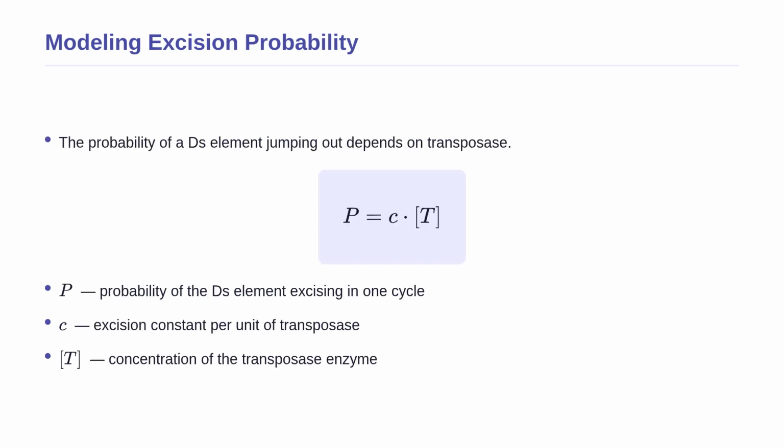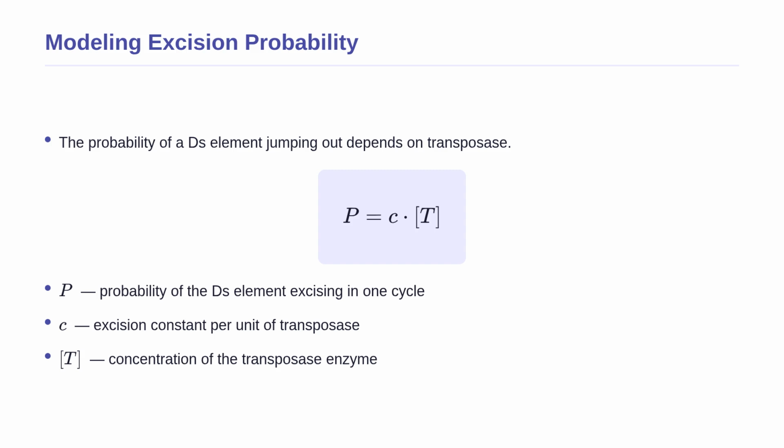Now that we understand how dosage affects timing, let us look at the actual probability of a jump occurring in a single cell division cycle. The probability of the DS element excising, or jumping out, is directly proportional to the concentration of the transposase enzyme. The formula governing this is P equals C times the concentration of T.